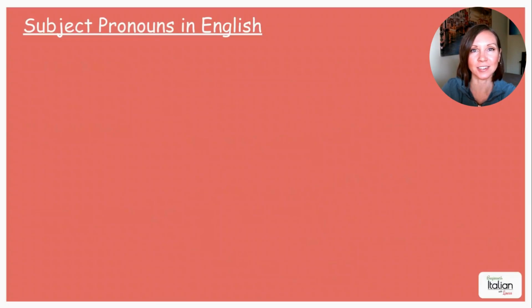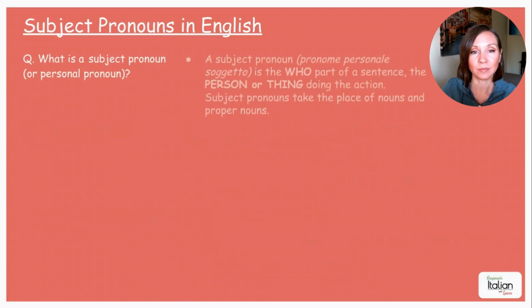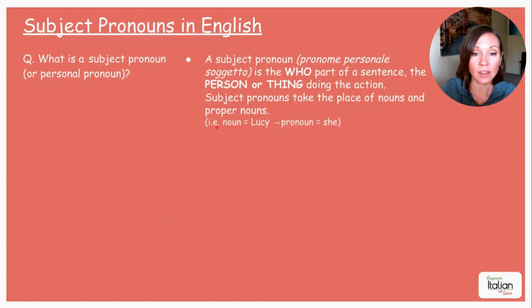Subject pronouns in English. What is a subject pronoun or a personal pronoun? A subject pronoun, or un pronome personale soggetto, is the who part of a sentence, the person or thing doing the action. Subject pronouns take the place of nouns and proper nouns. Okay, so for example, if the noun, or the person in this case, is Lucy, the pronoun would be she. So she is going to be replacing Lucy in the sentence.